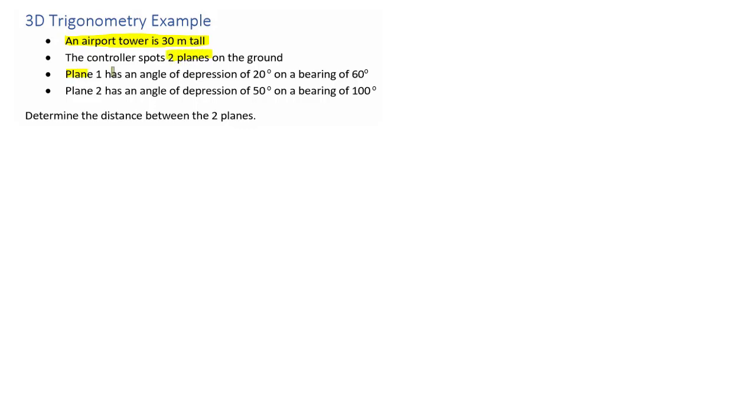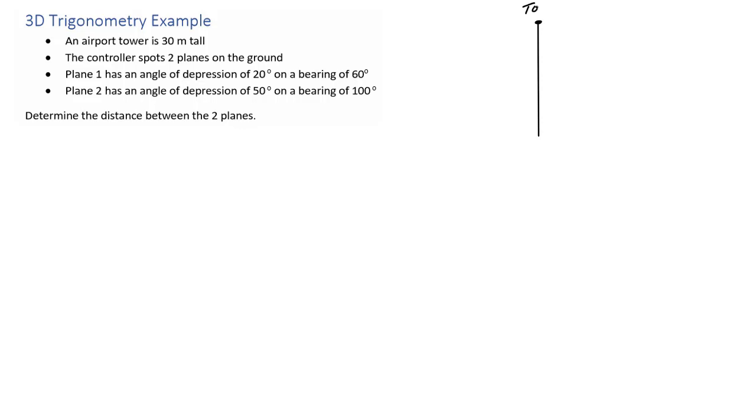And here's the information we just talked about: the idea that there are two airplanes with bearings, but they also have angles of depression. We want to find the distance between these two airplanes. So I'm going to draw it out, and for the questions I'm talking about right now, the drawing's basically exactly the same. So let's start with the airport tower. Here's my tower up here, and it's 30 meters tall. Okay, so there's the top of the tower.